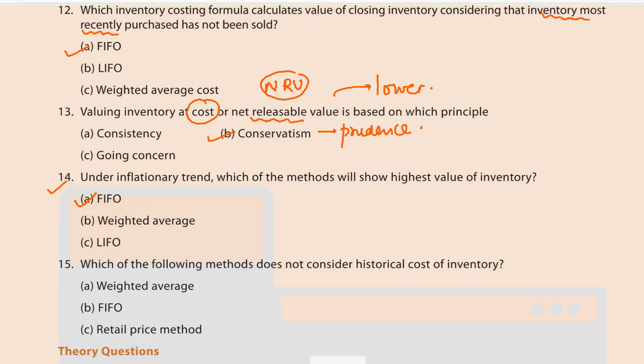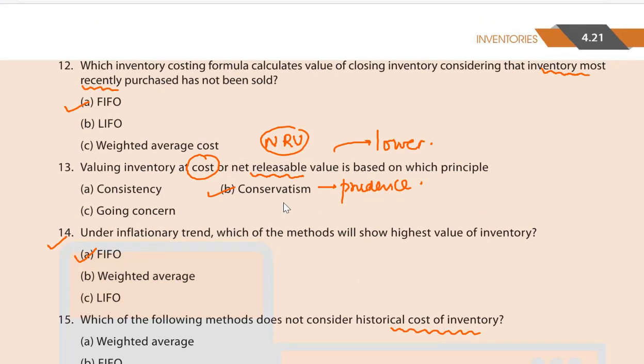Question 15. Which of the following methods does not consider historical cost of inventory? A. Weighted average. B. FIFO. C. Retail price method. Weighted average and FIFO consider historical cost. So the method that does not consider historical cost is C. Retail price method. I believe you must have understood till here.